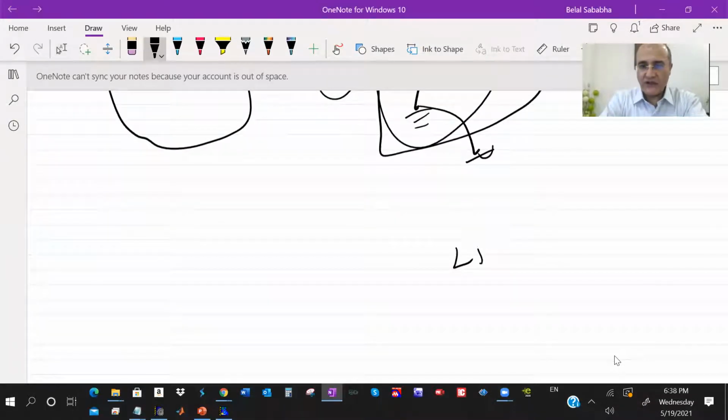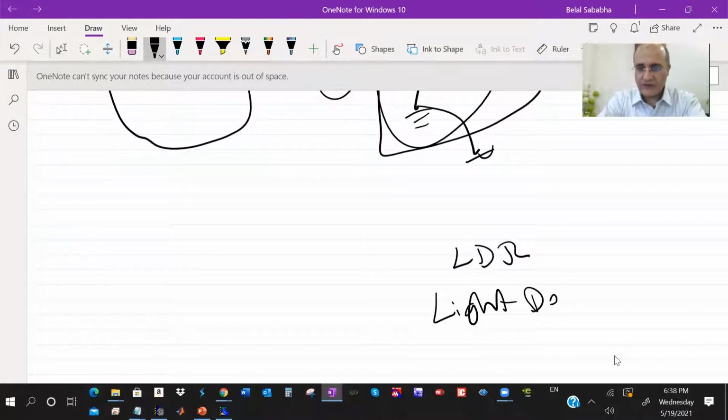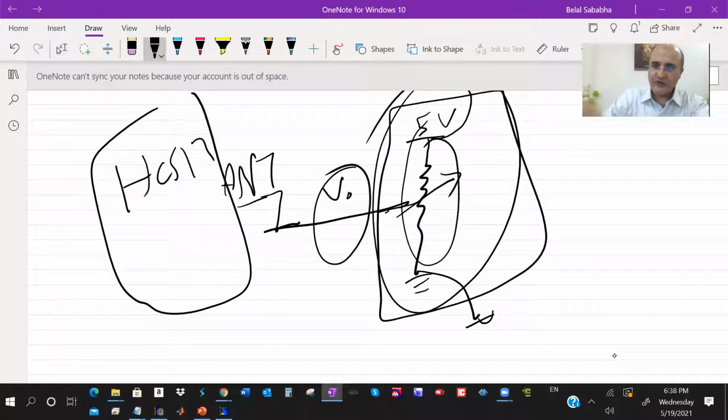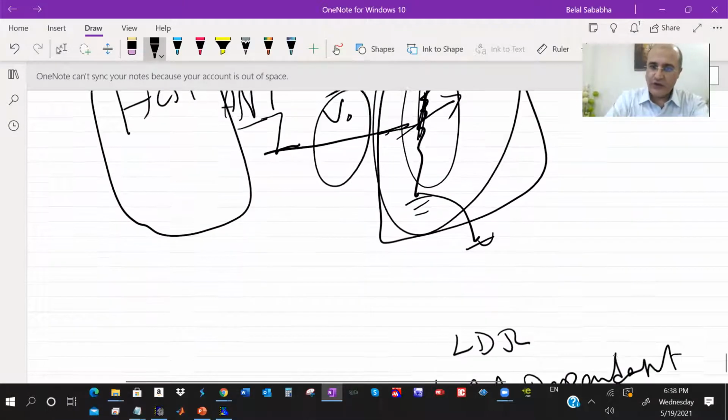There is something called LDR, light dependent resistor. So it is the same thing. It's like a resistor, but you don't turn something to change the resistor value.